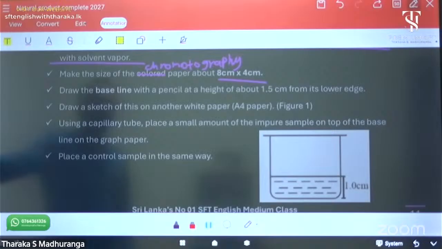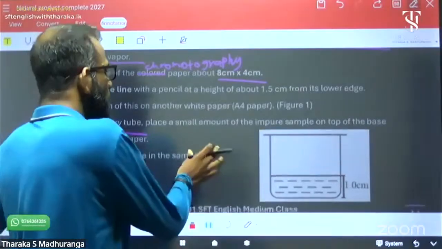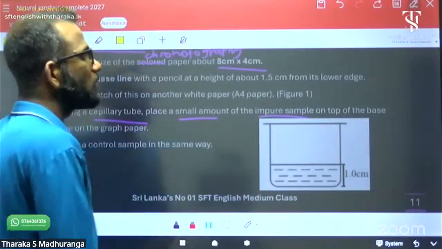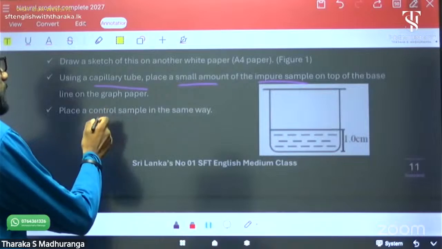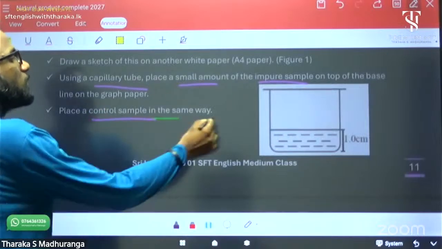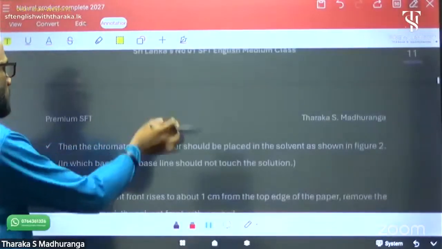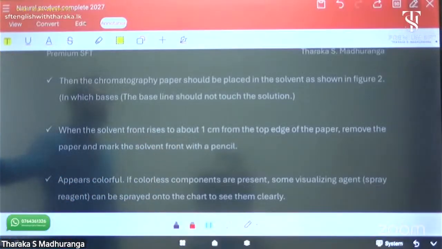Using a capillary tube, place a small amount of impure sample, that means the fluid product, on top of the baseline on the paper. Capillary tube means a glass tube. Place the control sample in the same way. The solvent chamber has solvent 1 centimeter in height. Then the chromatography paper should be placed in the solvent as shown in figure 2. After 20 minutes, we can place it very carefully.